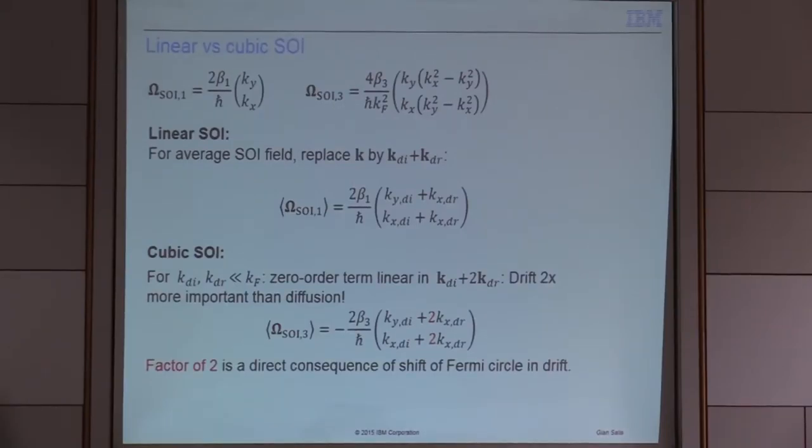To be more precise, let me do the quantitative analysis. So this is Dresselhaus spin orbit interaction proportional to a constant beta 1, linear in k. This is the cubic part, usually much smaller, which is proportional to a constant beta 3 and to the cube of components of the momentum. Now, for the linear part, we see that by doing the average of drift and diffusion of the spin orbit field, we basically replace the momentum here by the sum of the diffusive and of the drift momentum. For the cubic part, there is a difference. You can also see that we can replace the momentum for the diffusive part, but for the drift part, we have to introduce a factor of 2. So the drift part is twice as important as compared to the diffusive motion. And this is a direct consequence of the shift of the Fermi circle for the drift as compared to no shift for diffusion.